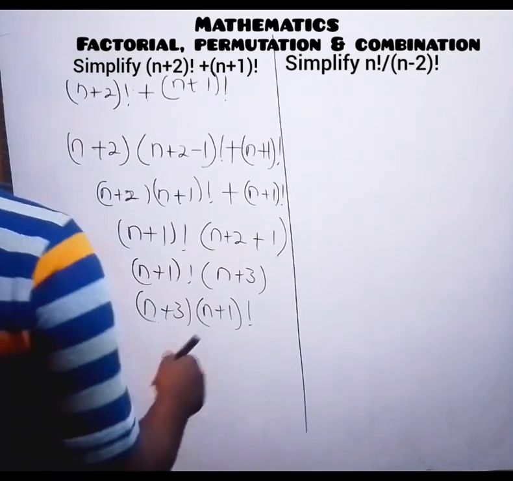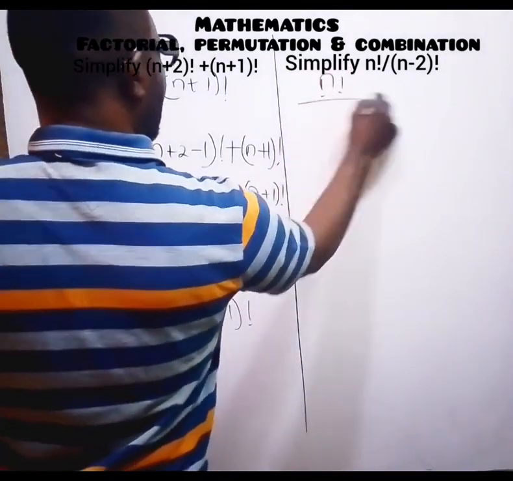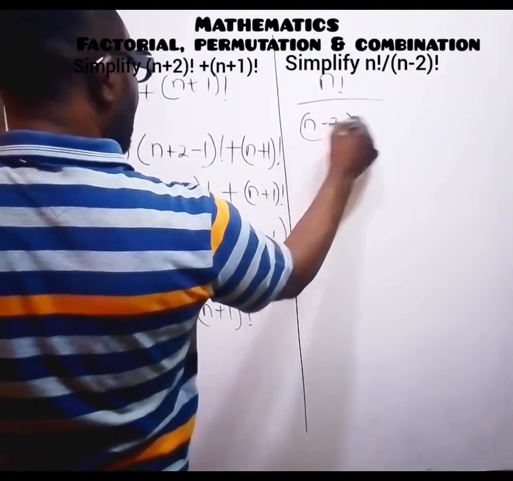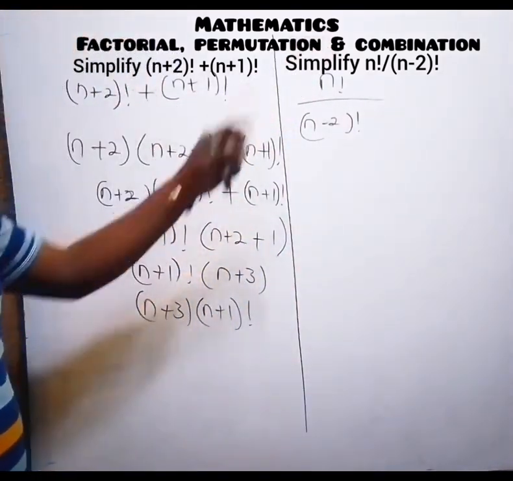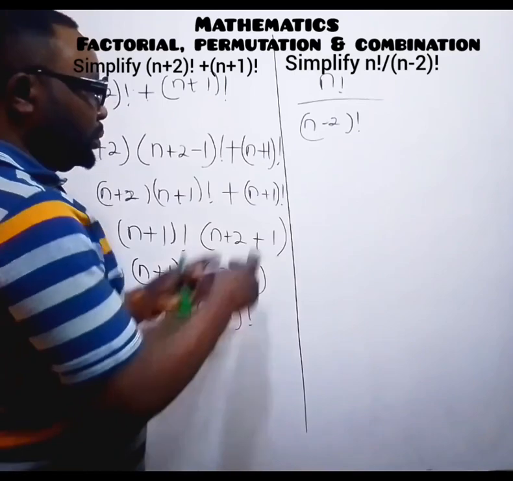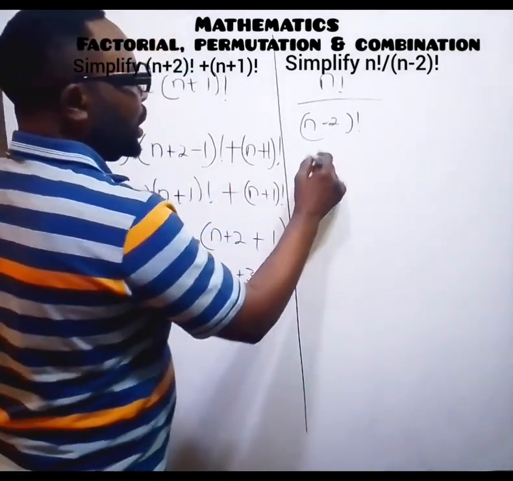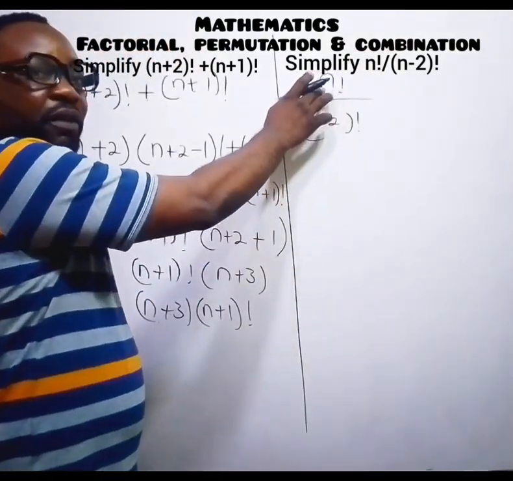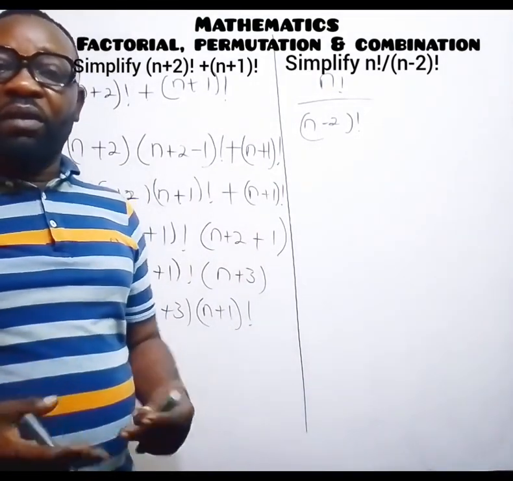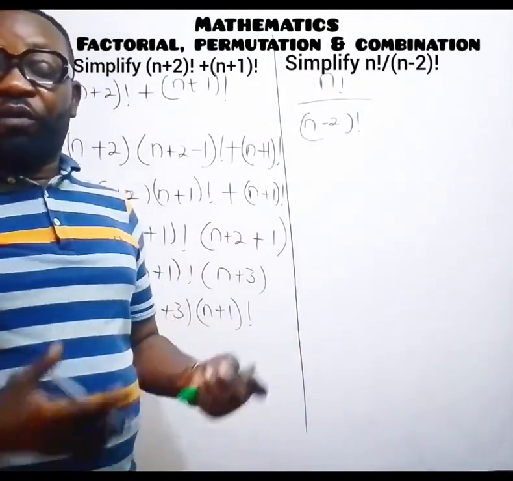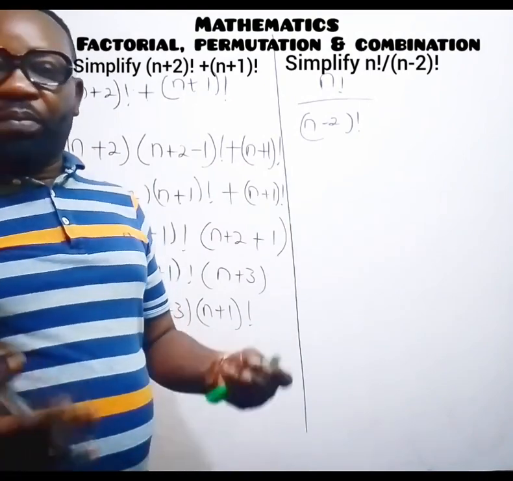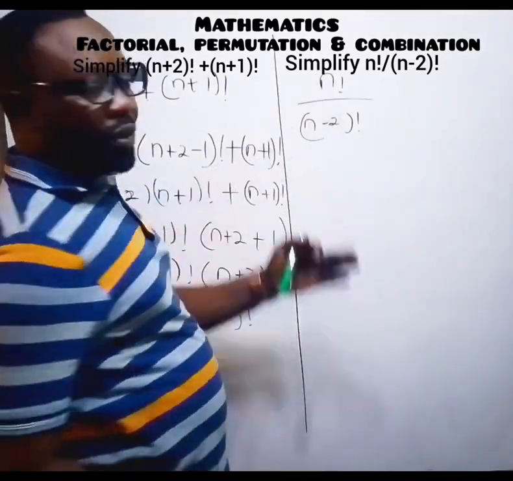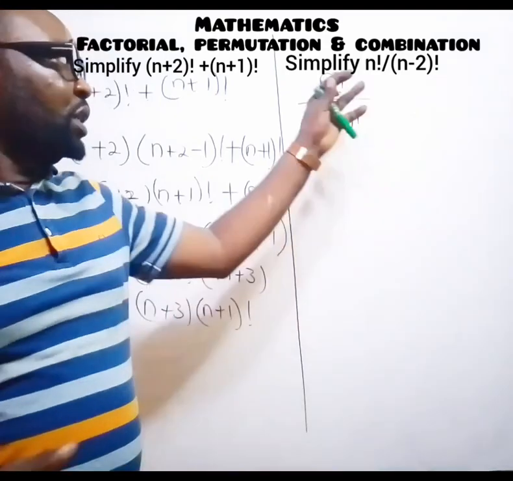The next one says that we should simplify n factorial all over n minus 2 factorial, as we have the question there. Now, in this case, you should just simplify this factorial accordingly. Don't forget that this n factorial is more or less like if you say 4 factorial. 4 factorial will mean 4 multiplied by 3 multiplied by 2 and so on, so forth like that. So in this case, you'll be reducing the value of what you'll be multiplying with this n.